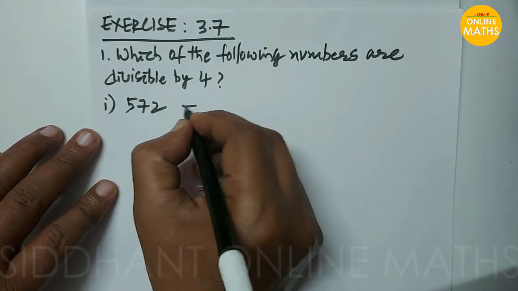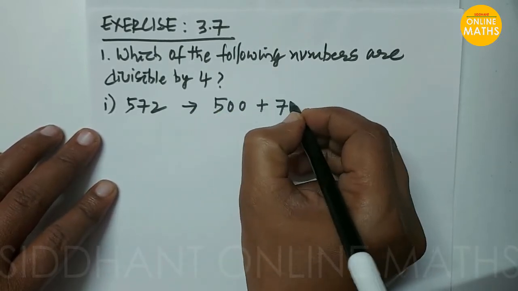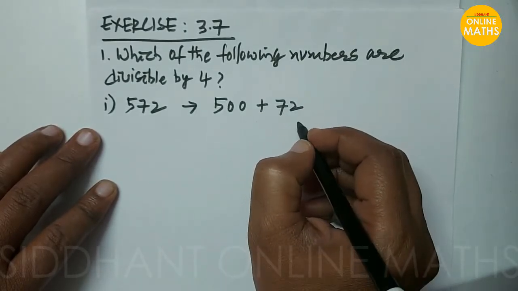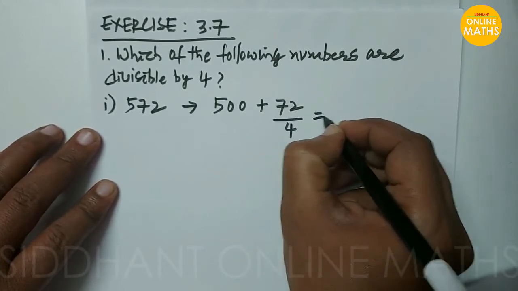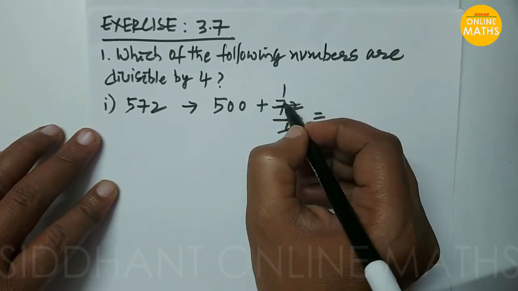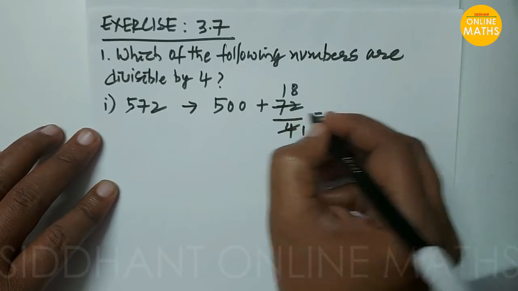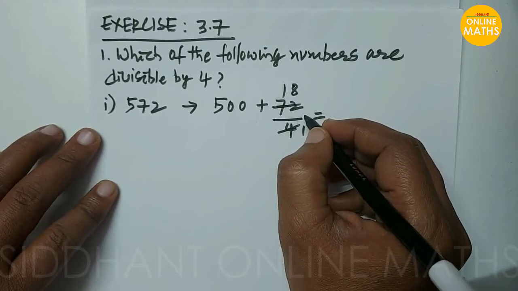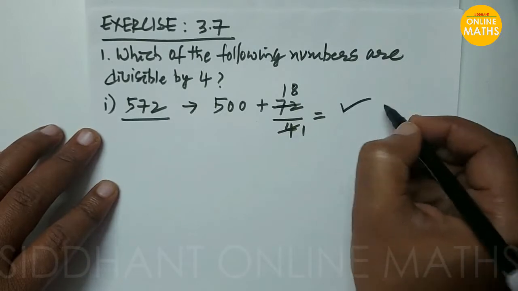So 572 can be written as 500 plus 72. And here we are going to check the last two digits, whether it is divisible by 4 or not. So when you divide by 4, 4 1s are 4, and 32 goes 8 times. So we can say that 72 is divisible by 4. Then we can say that the whole number is divisible by 4.